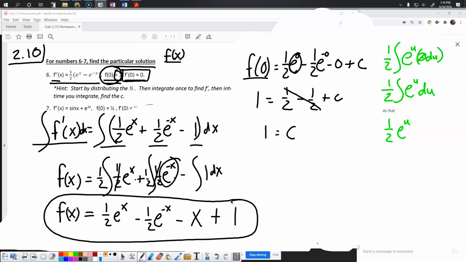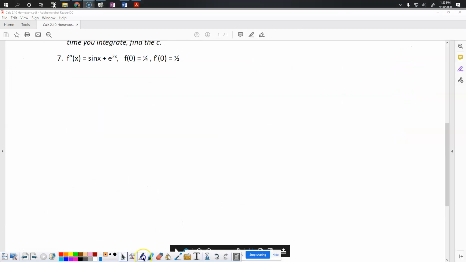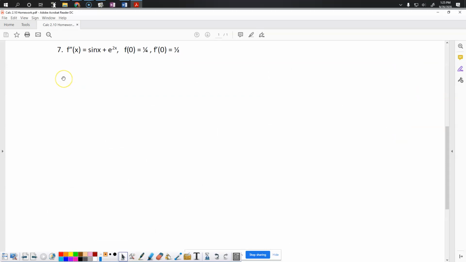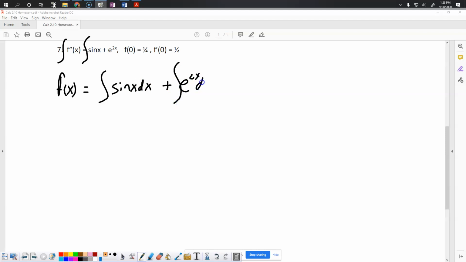Okay, so the trick there basically is just to integrate twice, find your c both times, and that should get you there. And so number 7 is similar to the last one that we did. We're going to just start by taking our expression here and integrating both sides so that we can change it from an f double prime into an f prime. Once again, I'm going to integrate each of those pieces separately.